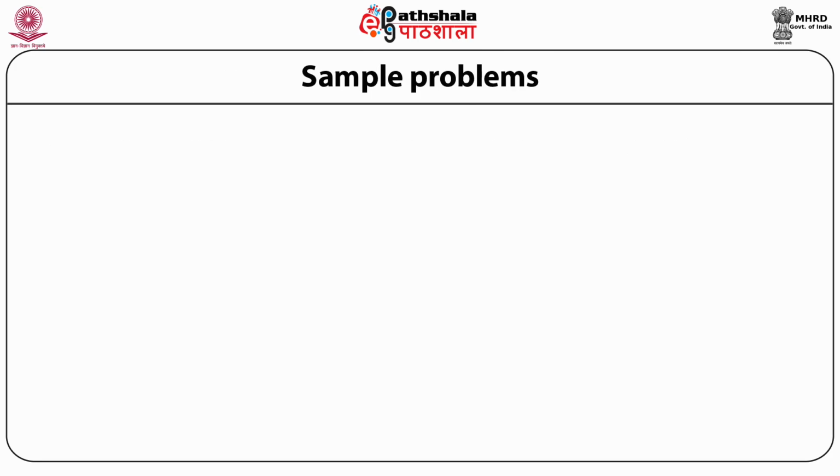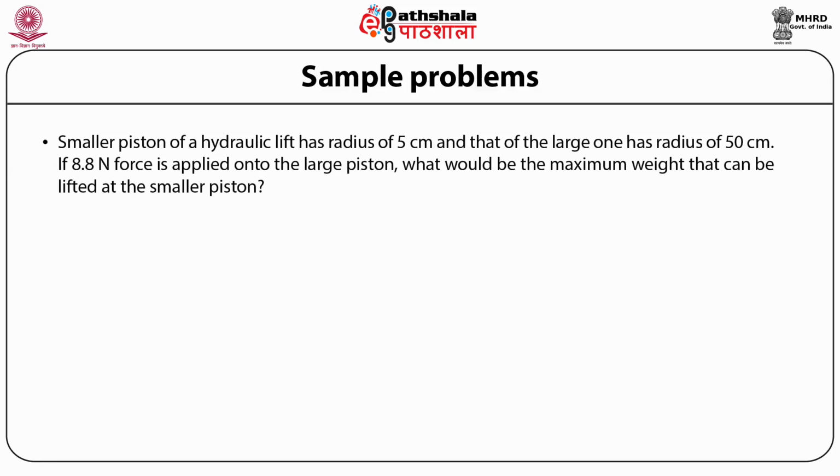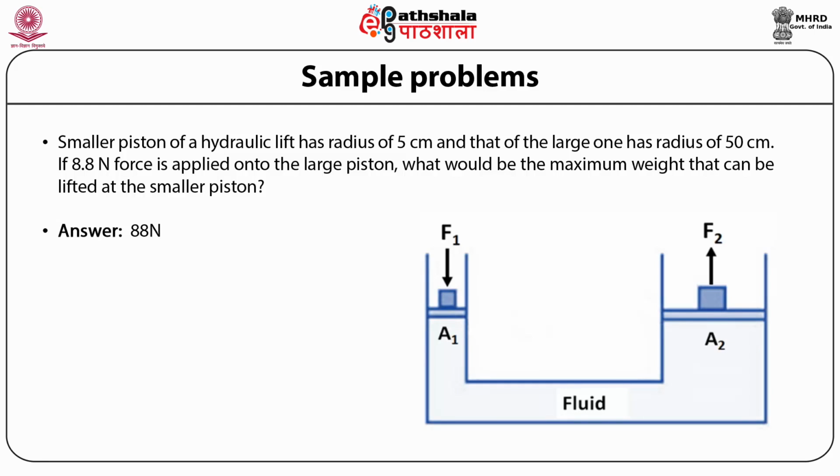Now let's go through a couple of sample problems which are based on the knowledge that we have got from this module. In the first sample problem, we have a smaller piston of a hydraulic lift that has a radius of 5 cm and that of the large one has a radius of 50 cm. If 8.8 Newton force is applied onto the larger piston, what would be the maximum weight that can be lifted at the smaller piston? If you do it using the concepts that we learned in this module, you would get the answer of 88 newtons.